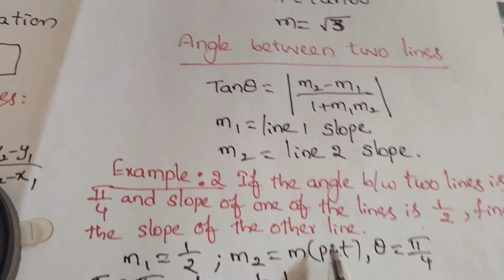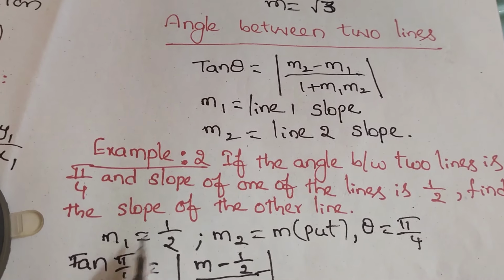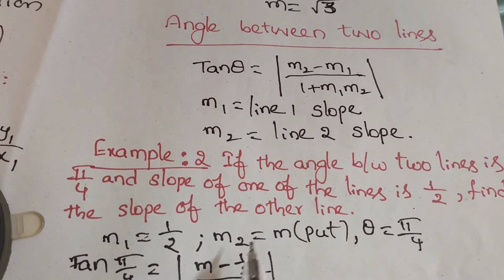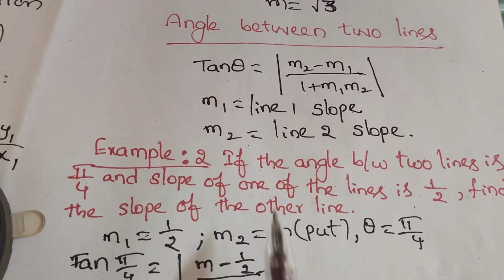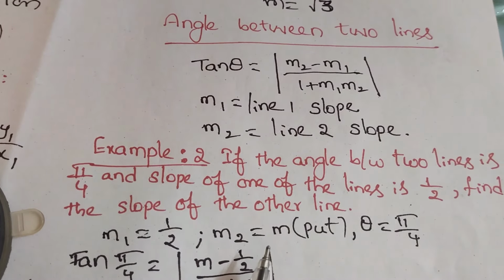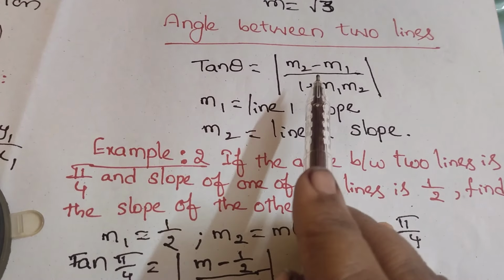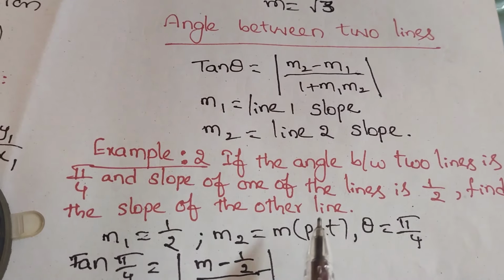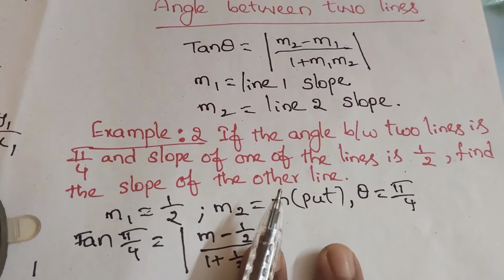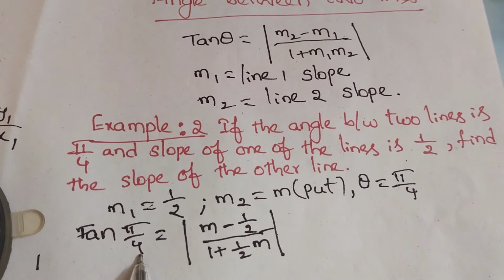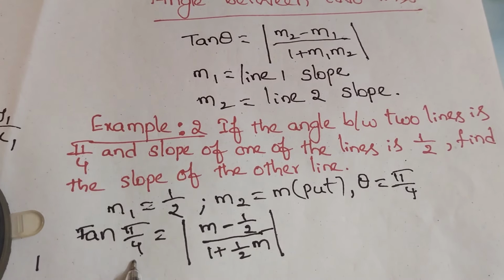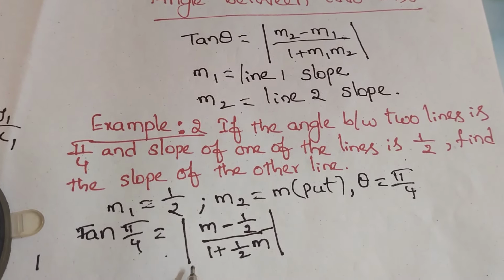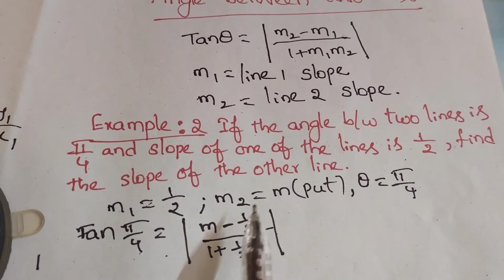So theta is pi by 4. m1 is line 1 slope, 1 by 2. m2 is m. So for this the formula is tan theta is equal to mod of (m2 minus m1) by (1 plus m1 m2). And now substitute the given values in the formula. So theta is pi by 4. That is, tan pi by 4 is equal to mod m2.